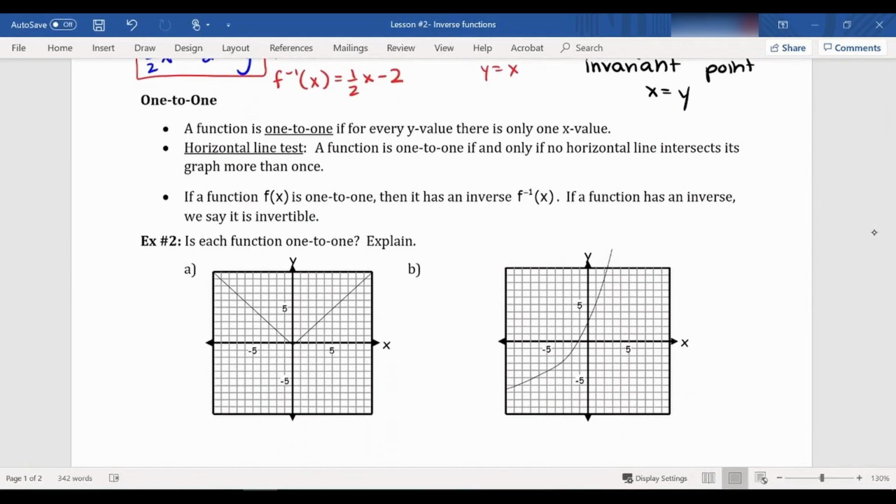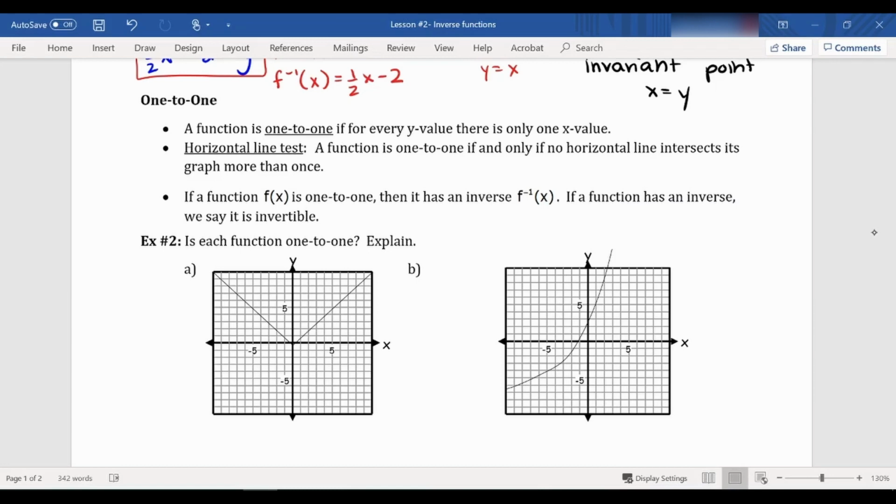A function is considered 1-to-1 if for every y value there is only one x value. So for every output, there's only one input. And instead of a vertical line test, we would do a horizontal line test. So a function is 1-to-1 if and only if no horizontal line will intersect the graph more than once. And if a function is 1-to-1, then its inverse is also a function.